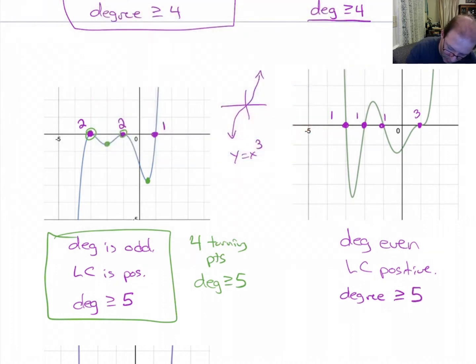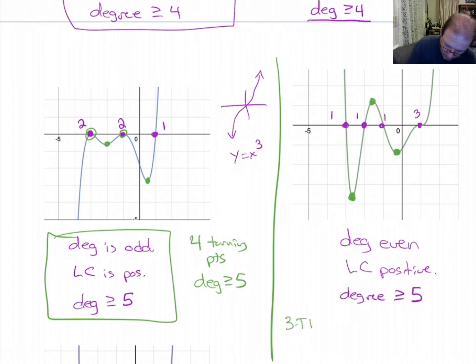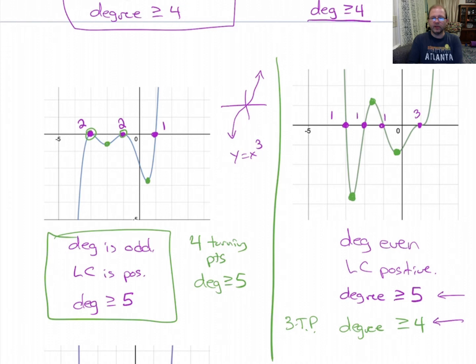Now, if we count turning points, we've got a turning point here, here, here. So we've got 3 turning points. So that tells us that the degree is at least 4. So we've got 2 things here that say the degree is at least 4 and the degree is at least 5. Well, degree at least 5, that one wins. If you think about it, both of these are true. If something is at least 4 and it's at least 5, then the stronger one is the one you keep.